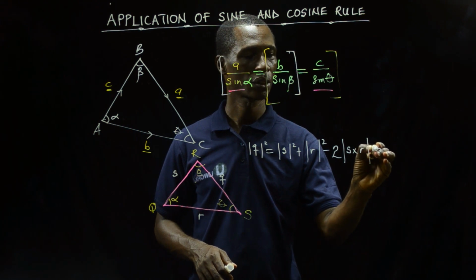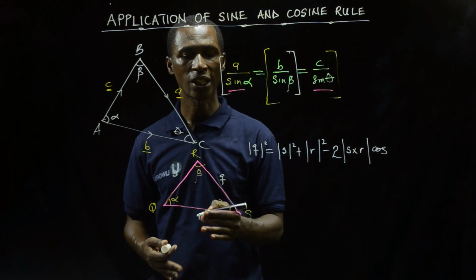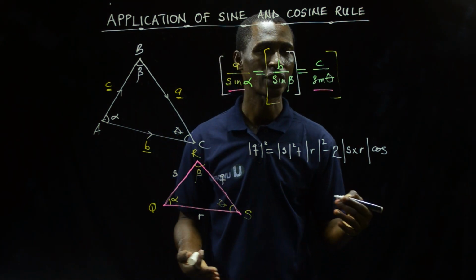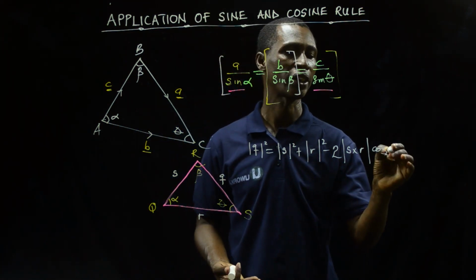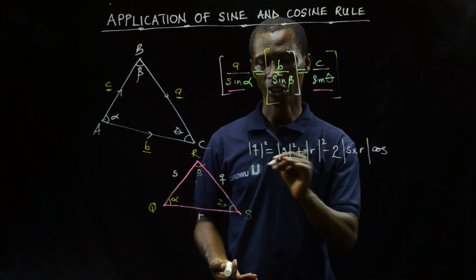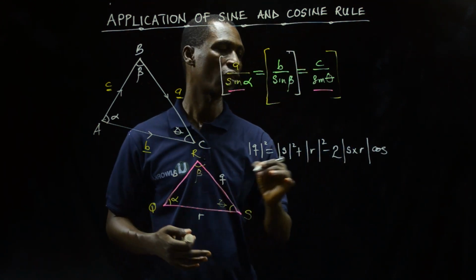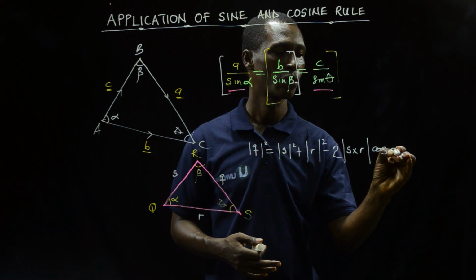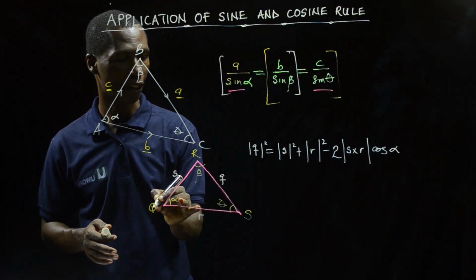cos. It depends, but mostly the angle, when it is forced, is 180 minus theta, but we just use cos. What is the angle of Q? Q has the angle alpha.